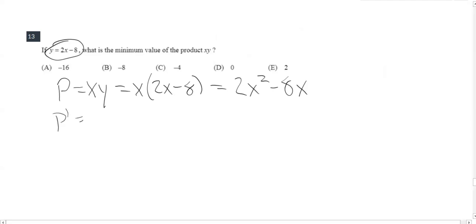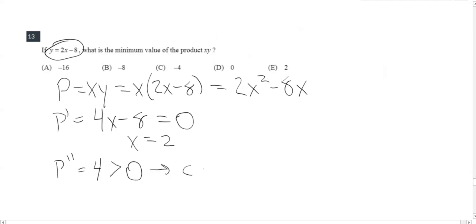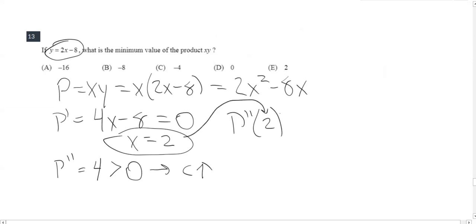If I take the derivative, you have 4x minus 8. Set that equal to 0 to get my critical number. You'd have x equals 2. I'm going to take the second derivative, which is 4, which is always greater than 0. So that means the graph is concave up. Now, the critical number is 2. By the second derivative test, P double prime of 2, I'm plugging the critical number into the second derivative. The second derivative is always 4. So we're concave up at a critical number. That means that this is a relative minimum.